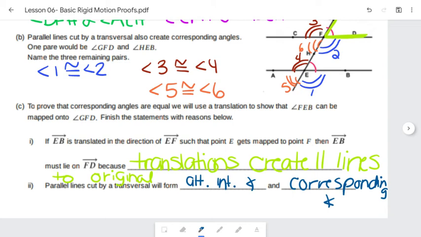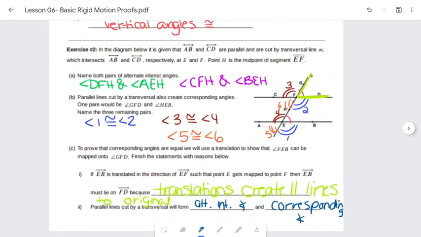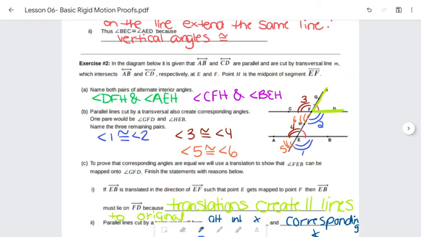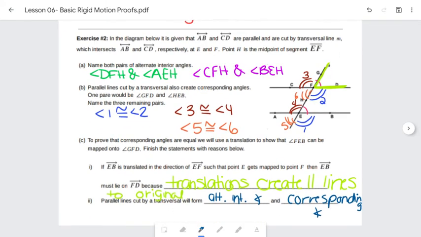Now, those alternate interior angles build from what we saw with the vertical angles, but they would slide and then rotate. So they'd be a combination of vertical angles meeting the translation. So rotations and translations get us the alternate interior angles to be congruent.